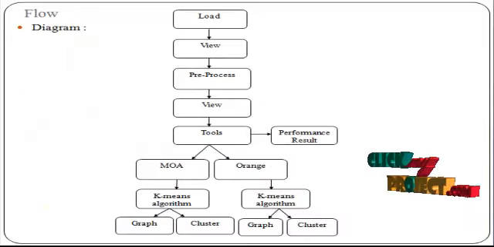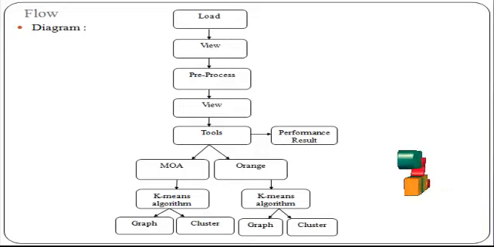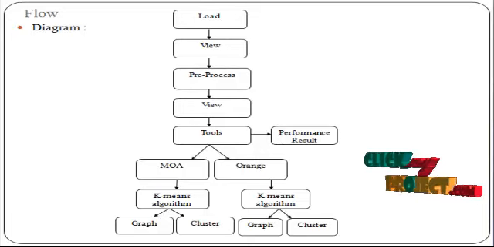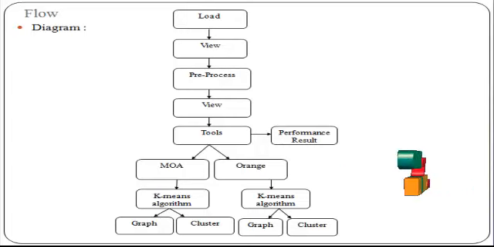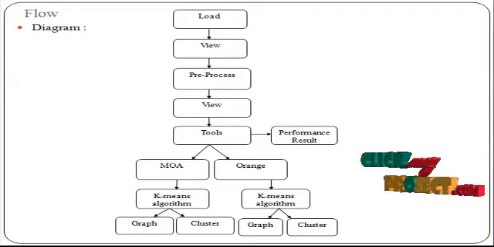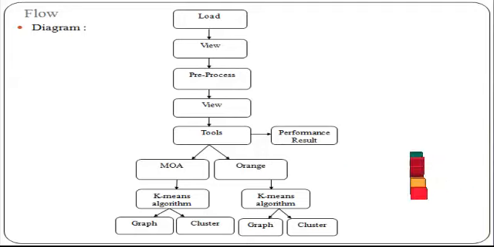Next we discuss the data flow diagram. The first process is load. The user selects the dataset and views the loaded database. In this dataset the attributes are name, message, etc. We only want to find the data to be clustered, and the next process is pre-processing.